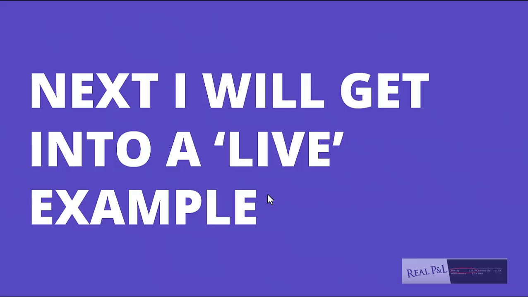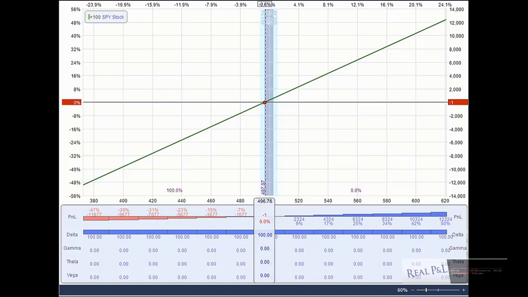Next, I'll get into a live example. So here is an example of a long position. I'm long 100 SPY stock. And here's what it would look like in the risk graph. Of course, we have the price here. And if it goes up, you can see that it correlates and makes money. See, you're making money here, or this would be down money. So if it went down, you'd end up in this quadrant where the price would go down because you're long, and you can see your correlation.